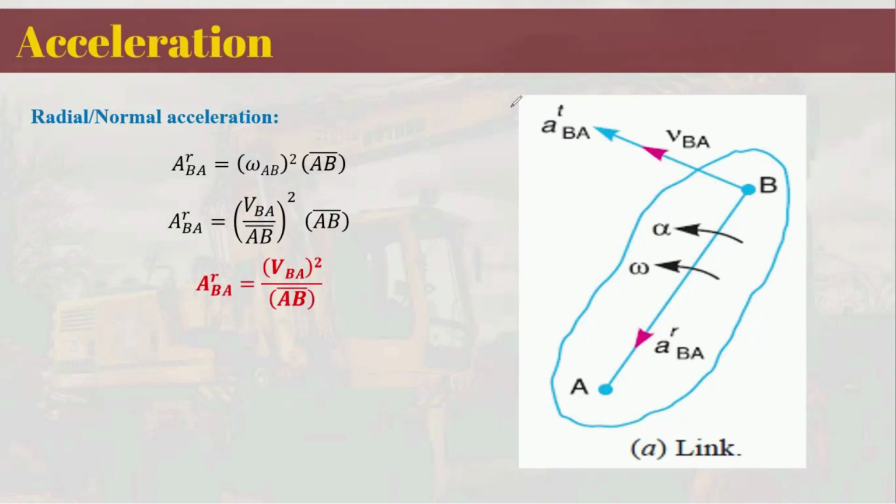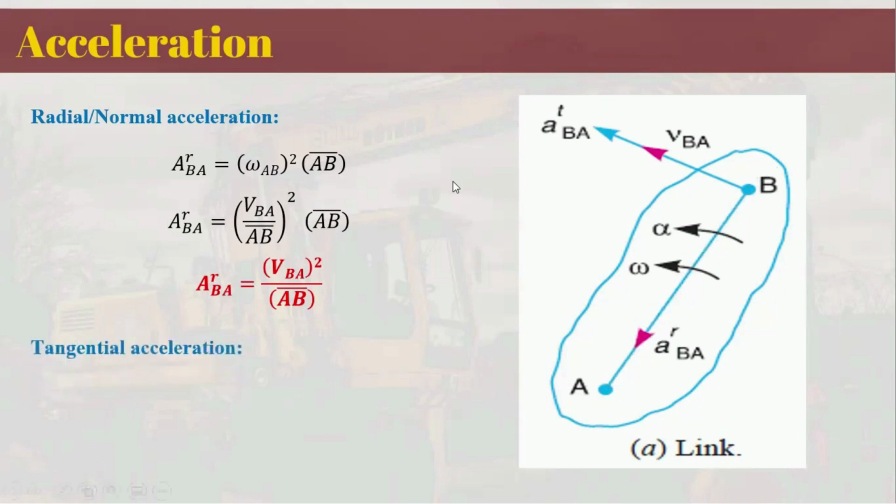Here in our diagram, the radial or normal acceleration is along your radius, and at the same time it is towards the point of rotation. Here our point of rotation is A, the center of rotation of point B. So our normal acceleration is moving towards that center of rotation. That is our radial or normal acceleration.